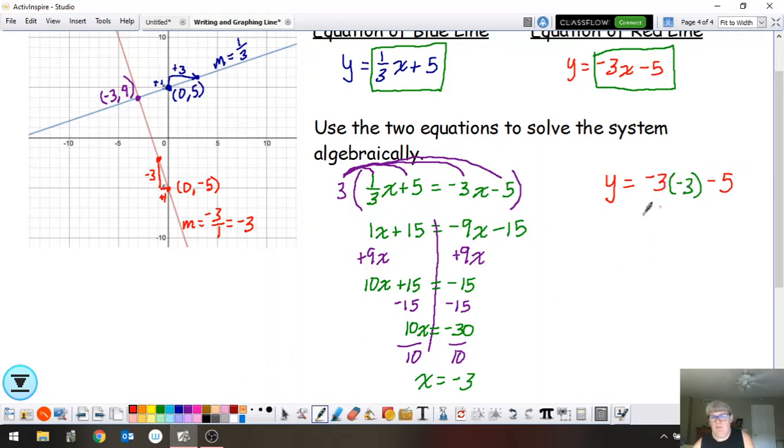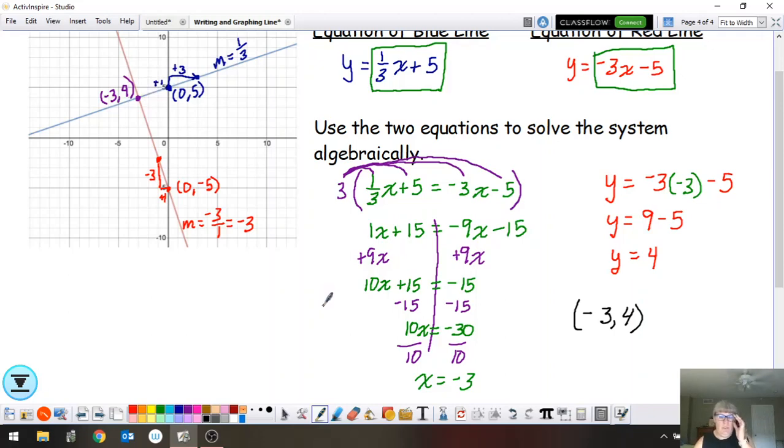So negative 3 times negative 3 is a positive 9. Subtract 5, and 9 subtract 5 is 4. And we wanted y to be 4. So we did find that the solution to this system algebraically is (-3, 4), just like we see it on the graph. The point that is shared by the two lines is (-3, 4).